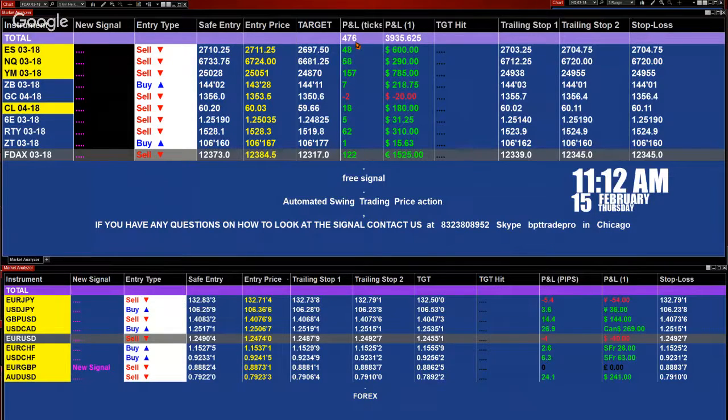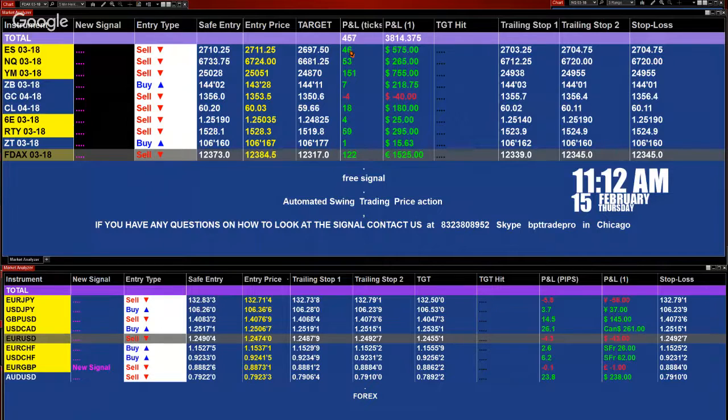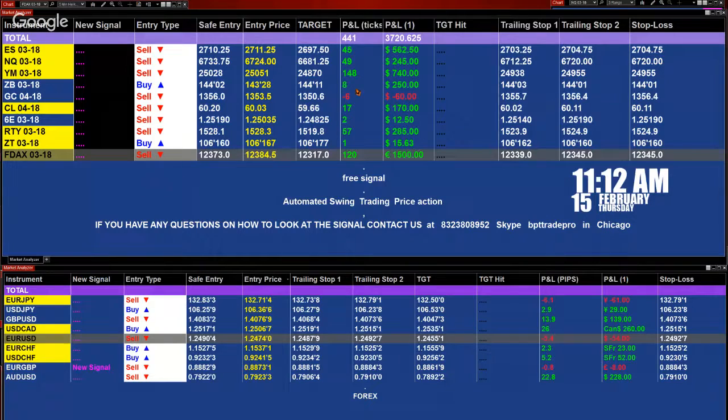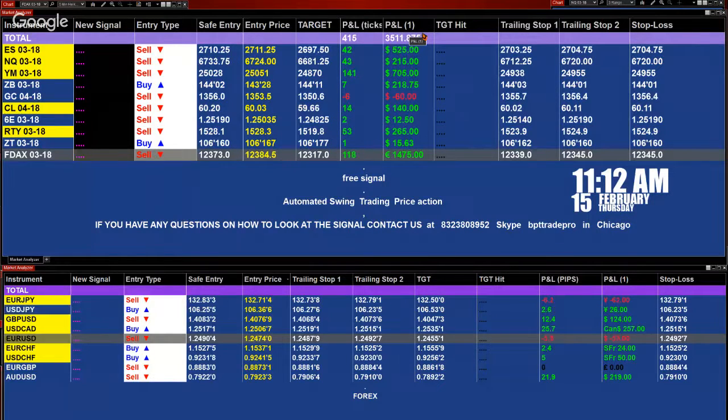It's not all day long. So this one here is calculated from the signal entry. As an example, we have 46, 44, 46 ticks on the ES, 48 ticks on the NASDAQ, 51 now, 150 ticks on the YM. So the total ticks is 438. And the PNL is 3,500 from the last signal. It's not from the total.